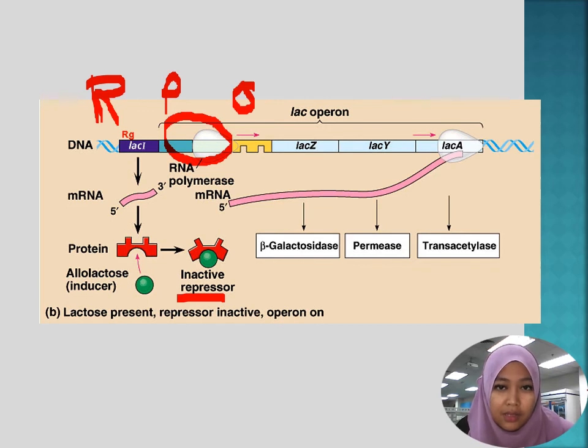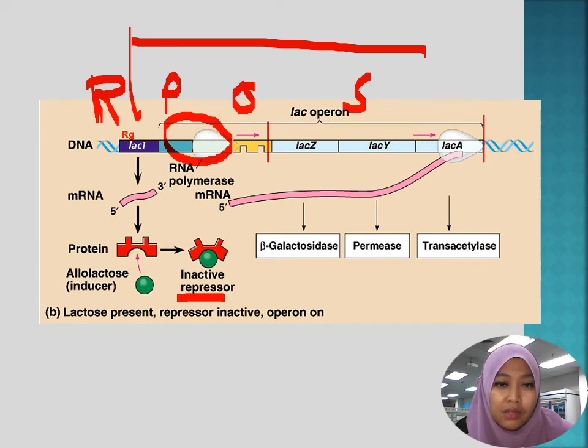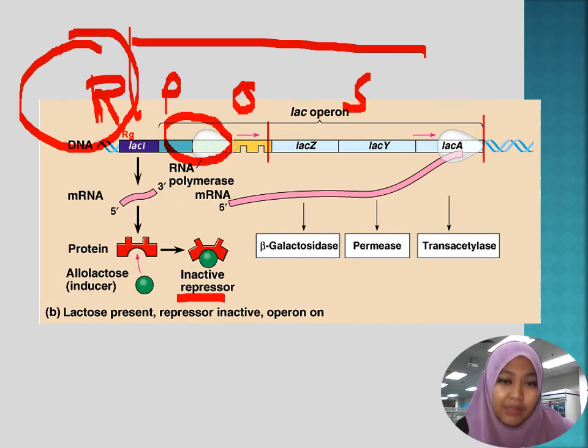And here are the three structural genes, S, responsible for the genes for specific proteins: lacZ, lacY, and lacA. Z stands for the enzyme beta-galactosidase, Y for permease, and A for transacetylase. If you want to remember, just remember POS: promoter, operator, and structural. R, the repressor or regulator, is right here.